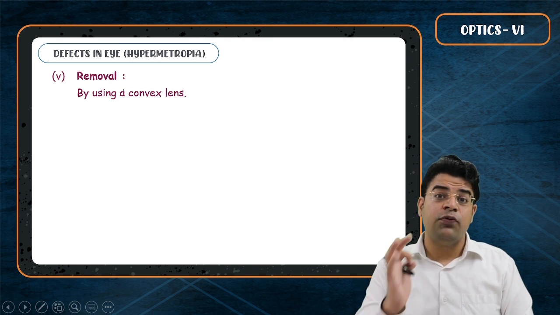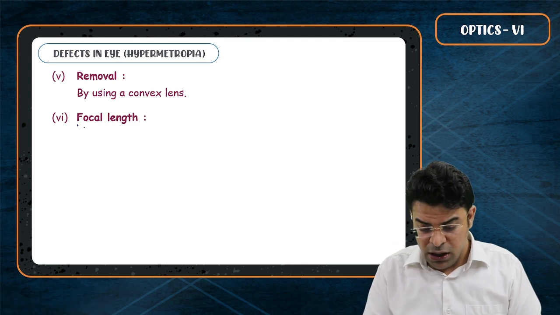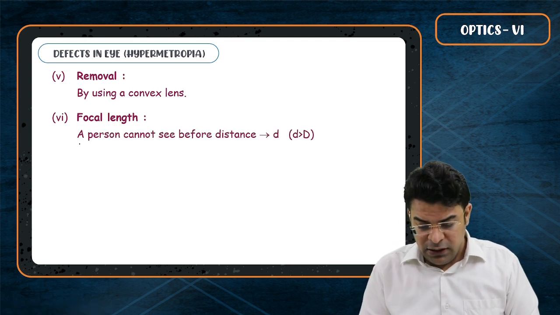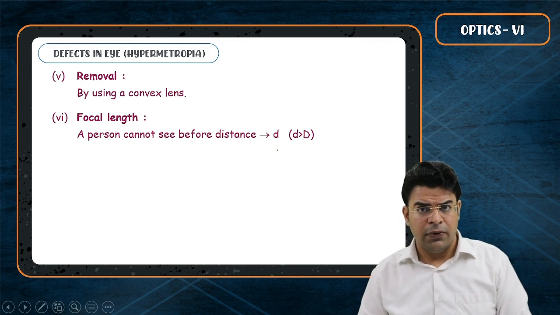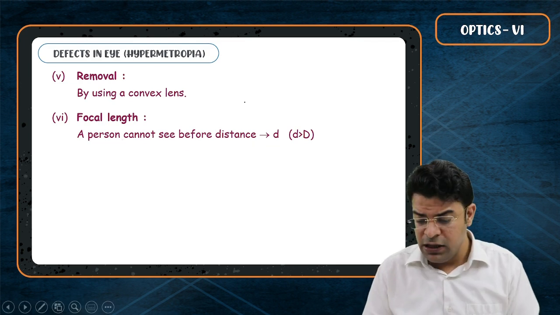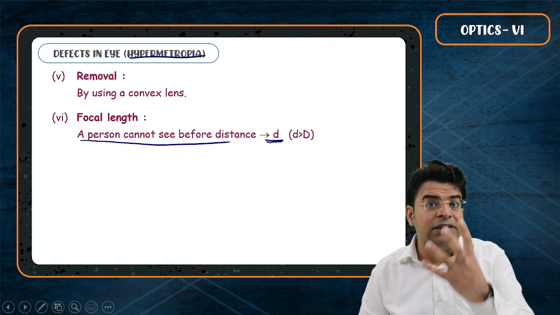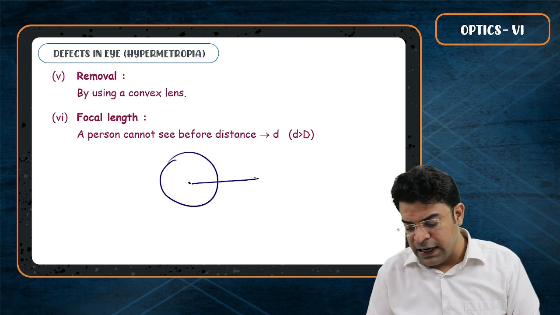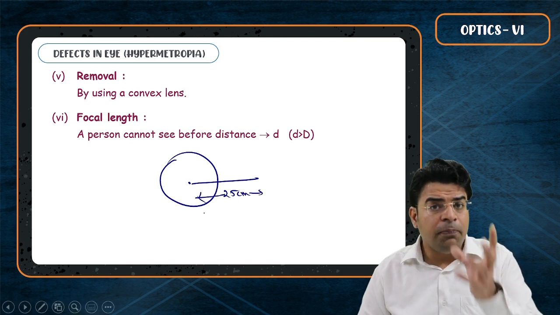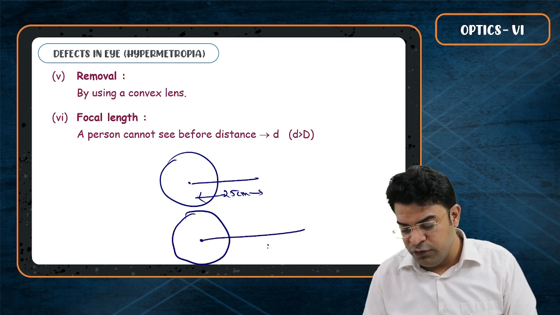But what has to be the focal length of this lens? Now listen here carefully. You need to understand that a person cannot see before the distance D. The person suffering from hypermetropia can't see clearly before the distance D. They can't see the objects nearby clearly. For a healthy human being, we know that the distance of distinct vision is 25 centimeter. For a person suffering from hypermetropia, let's say this distance is now 50 centimeter.